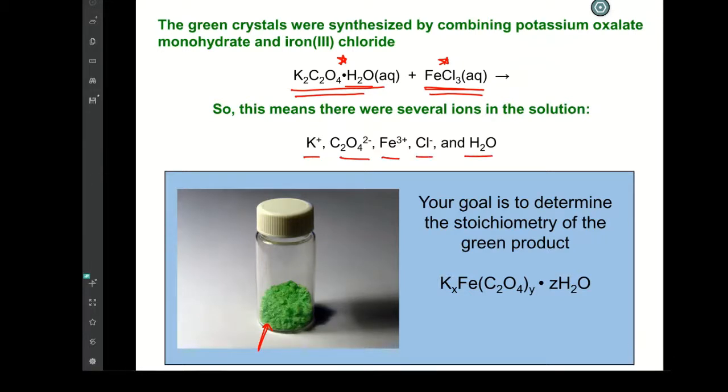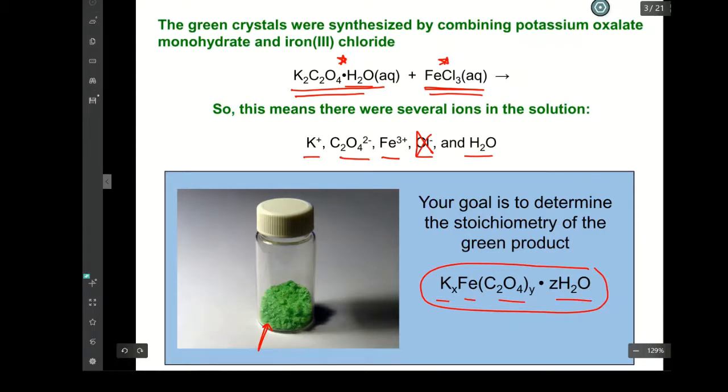It turns out all of them end up in the green crystals except for the chloride. It doesn't end up in there. We actually wash that away during the filtration process. So we know these green crystals have a formula with potassium, iron, oxalate, and water. Our goal is to determine the stoichiometry, or the empirical formula, meaning we want to know the ratio of each of these things. We're going to set the subscript with the iron at 1, and figure out, relative to the iron, how much of each of the other things we have, okay?